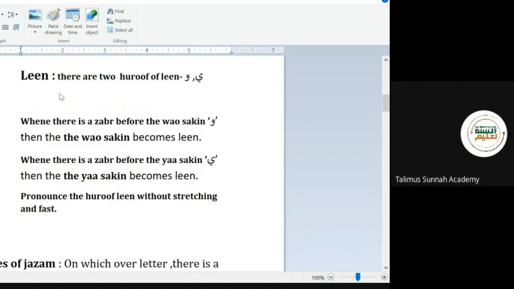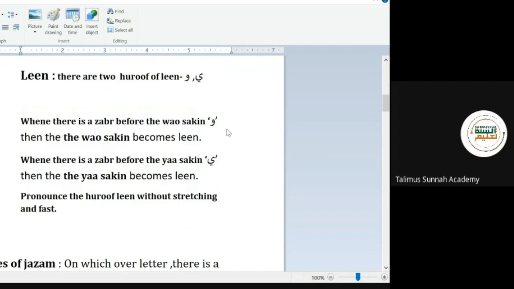Rules of lin. There are two huruf of lin: waw, ya. When there is a zabur before the waw sakin, then the waw sakin becomes lin.